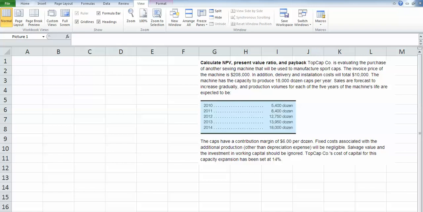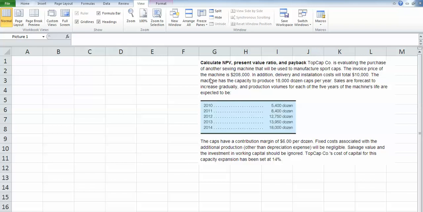Okay, let's look at a multi-part problem out of your book. It says to calculate net present value, ratio, and payback. Top Cap Company is evaluating the purchase of another sewing machine that will be used to manufacture sport caps.